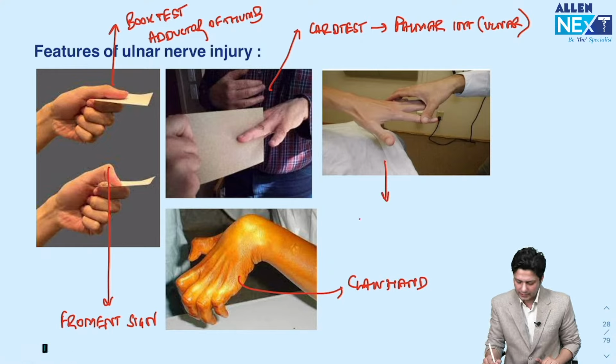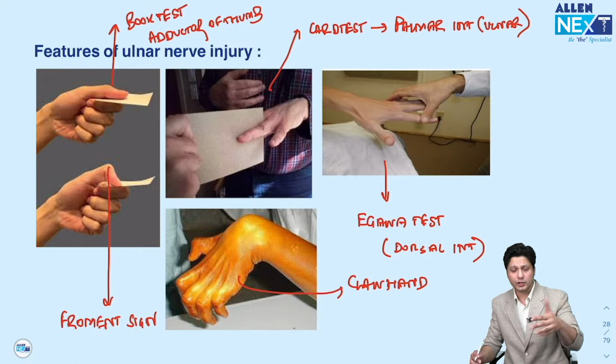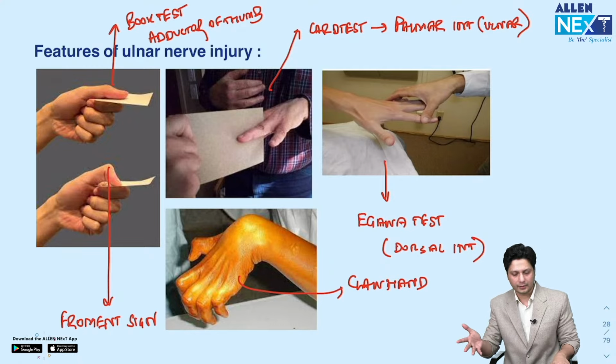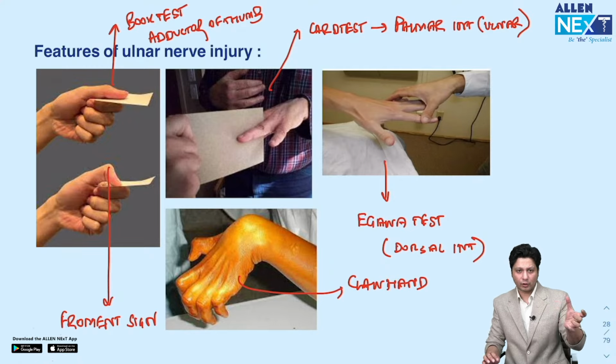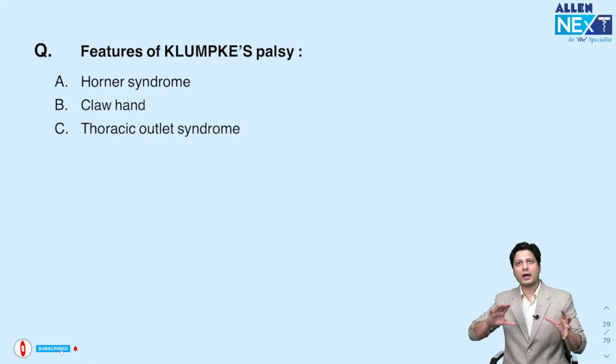And then this is the Egawa test for ulnar nerve injury. Here you are testing the dorsal interossei. And you are aware of the fact that dorsal interossei as well as palmar interossei, all of them are supplied by the ulnar nerve. So this is what they are asking about ulnar nerve injury repeatedly. So how are they asking the question?